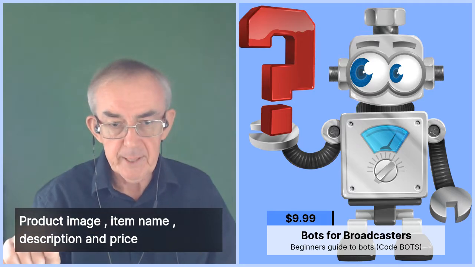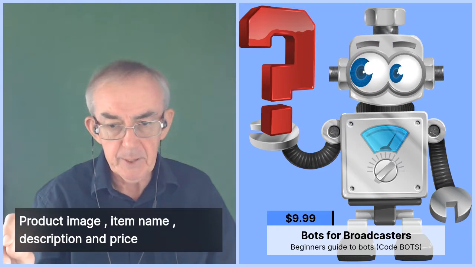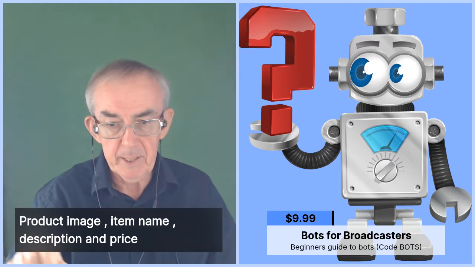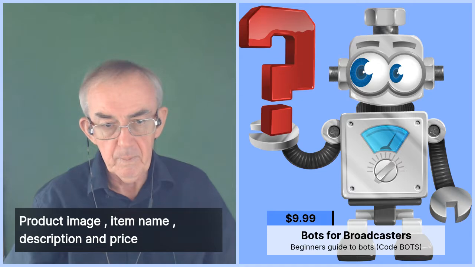Then you've got the title, which has got to be meaningful. And I think at the moment it's about 20 characters. And then you've got a description, which is about 30 characters. Now I managed to get in there, Beginner's Guide to Bots and the code.